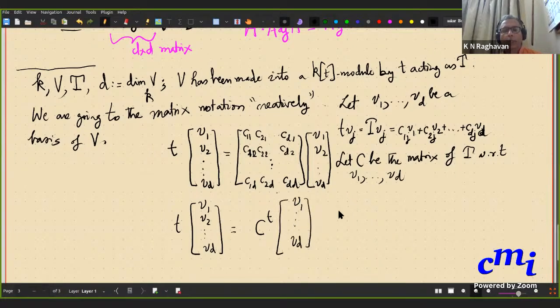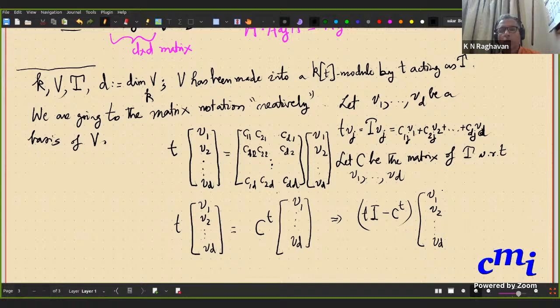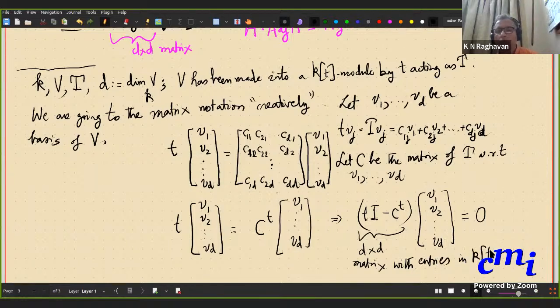Now I can write this, again creatively using the notation, as (T times I minus C transpose) times (v1 through vd) equal to 0. What is this? This is a d by d matrix with entries in K[T]. It's actually T minus C11, minus C21, minus Cd1, then minus C12, T minus C22, and so on.